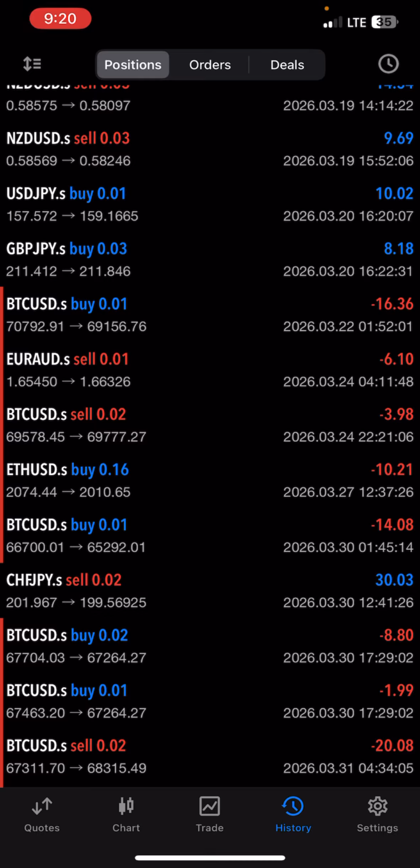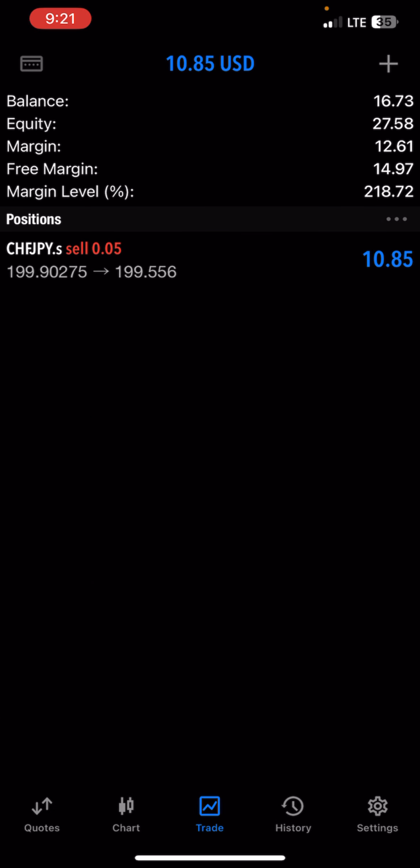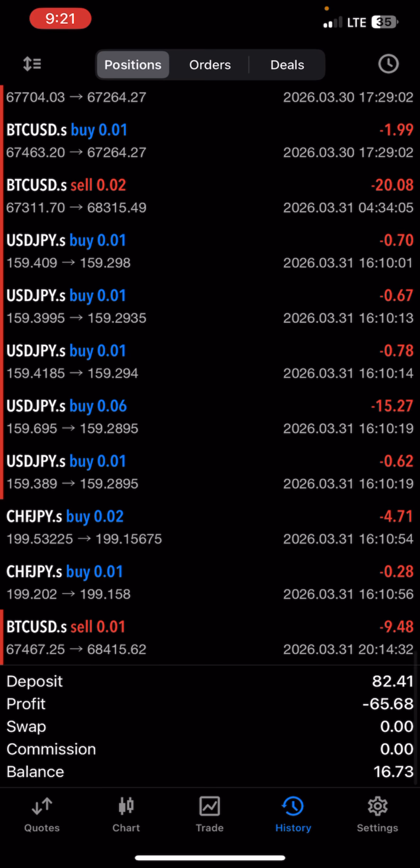I'm going to be trading just BTC, GBP USD, and maybe USD JPY or CHF JPY, because I'm in profit with CHF JPY right now. You can see that's the $10 in profit. It's actually supposed to be like $20, or $19 in profit, but because of the spread. So we'll see how this week goes.